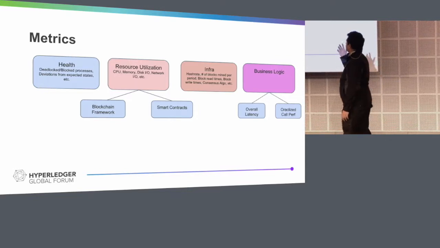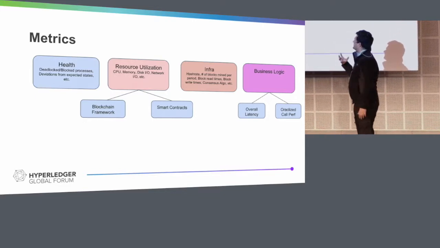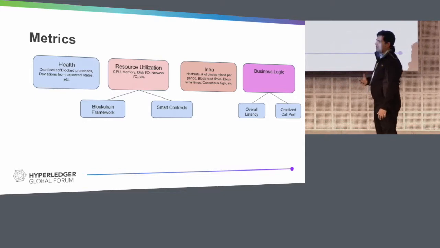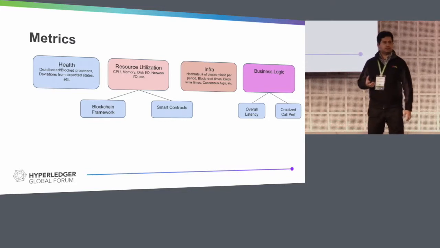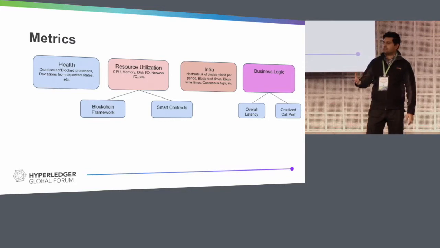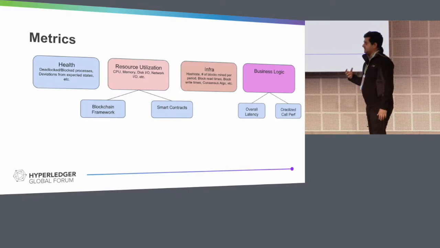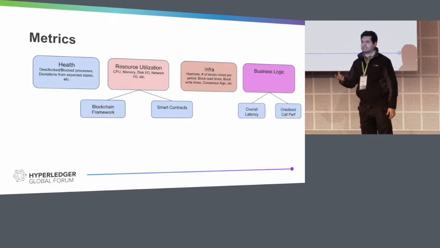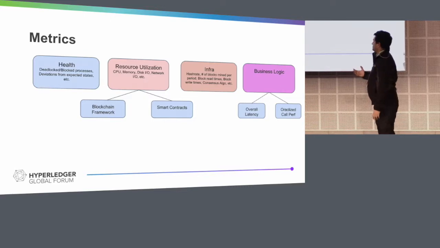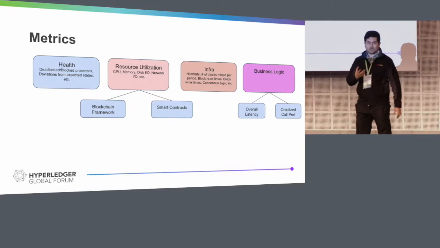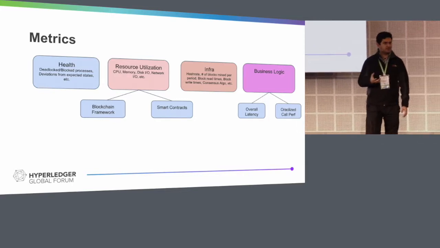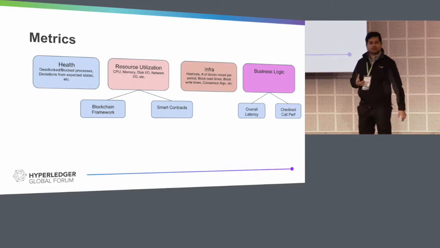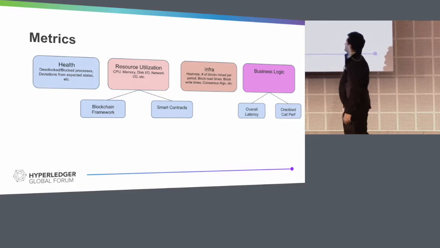How about the third class? This is basically infrastructural metrics. In a blockchain setting, this could mean things like, if you're using proof of work, right? What's the hash rate of your network? What's the number of blocks getting mined, right? What's the block read time? What's the block write time? What's the performance of your consensus algorithm looking like? So, these are the things that you need to think of. This is a separate class of metrics.